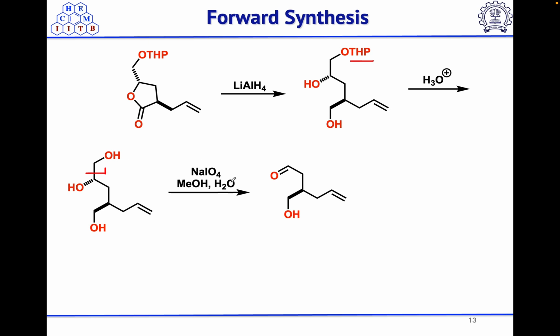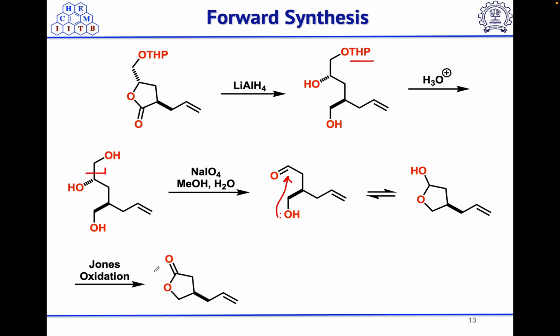right? If you see the position of this alcohol from this aldehyde, that is 1, 2, 3, 4, 5, so it will exist in the lactol form. Mostly it will exist in this lactol form. So now the job is easy. We need to do this lactol oxidation to get our desired target molecule. We can carry out the Jones oxidation and we will get this product. Very simple, right?